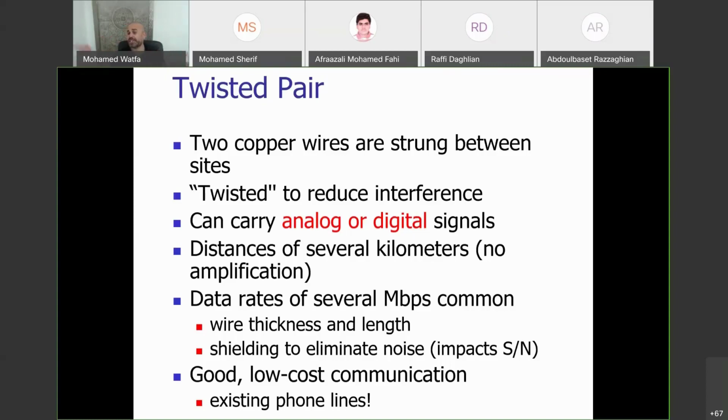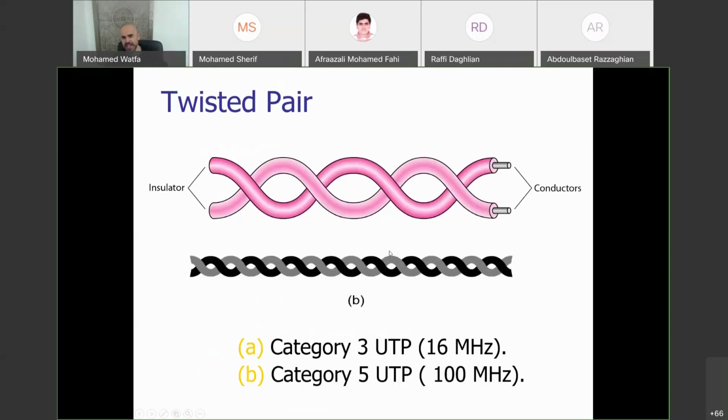We said the shielding is good. It's very cheap. That's why people use it. Obviously, your telephone line and your Ethernet cable are a twisted pair. That's what twisted pair is. How does it look like? This is how it is.